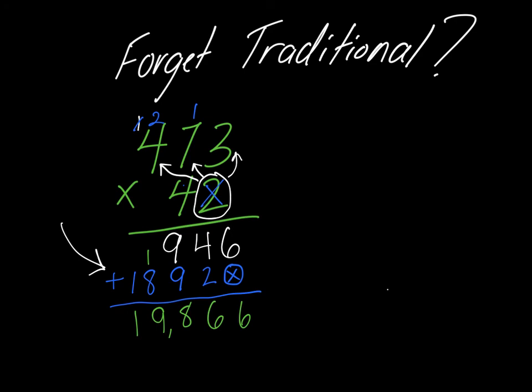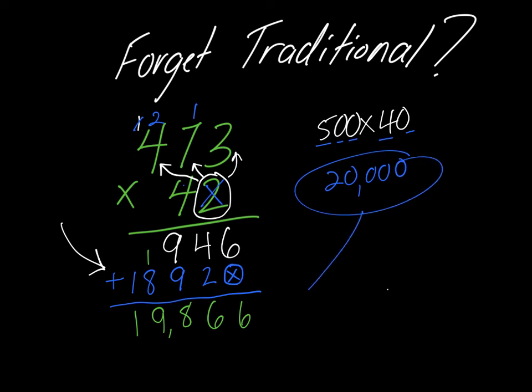One other thing that we could do just to see how our answer compares, we could do an estimate. 473 is about 500, times 42 would be 40. 5 times 4 is 20. Count up my zeros, 1, 2, 3. And my estimate goes right along with my answer of 19,866.